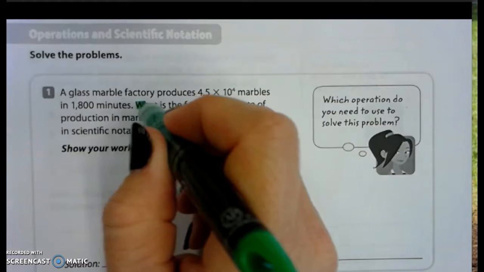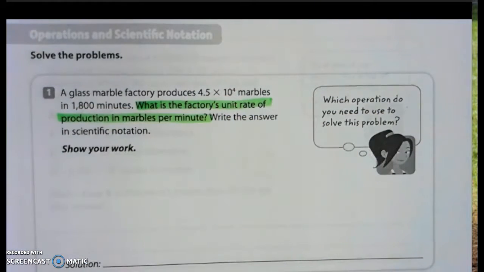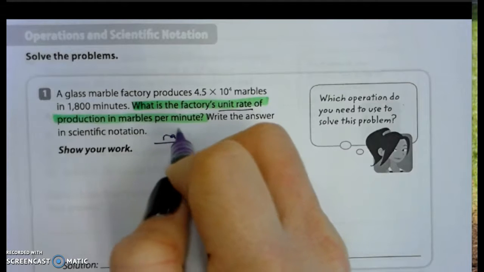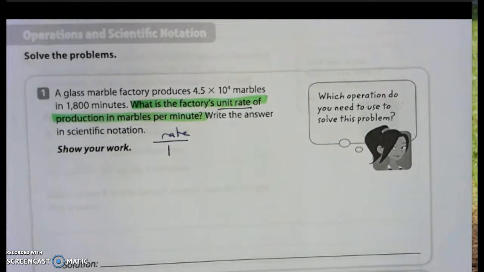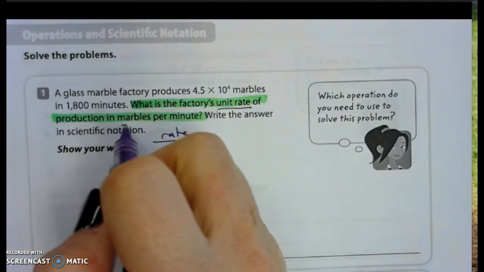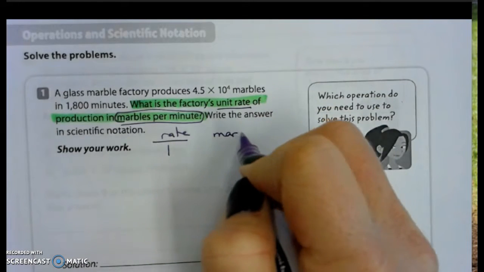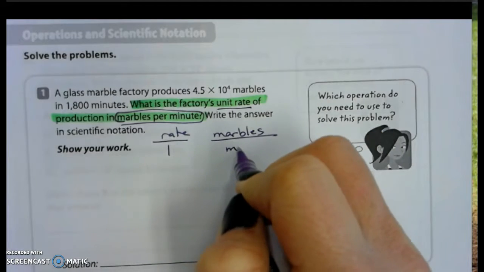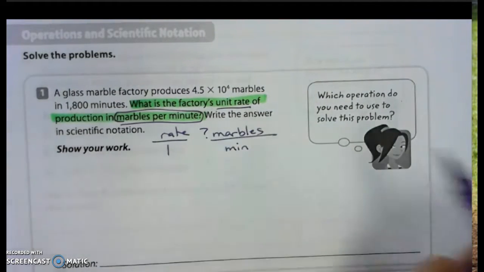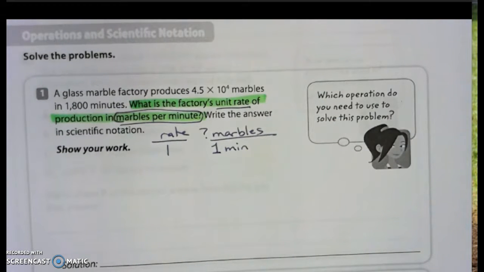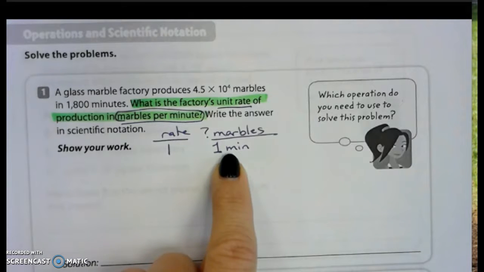Guys, take a highlighter and mark the question that they're asking you. They want to know what is the factory's unit rate, which is a rate per one of whatever. They're giving us our units. We're talking about marbles per minute. So you're going to have some number of marbles made each 1 minute. That's our goal. That's where we want to be. A number of marbles per 1 minute.